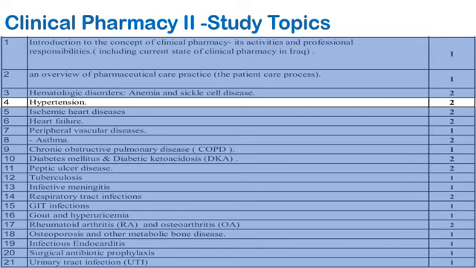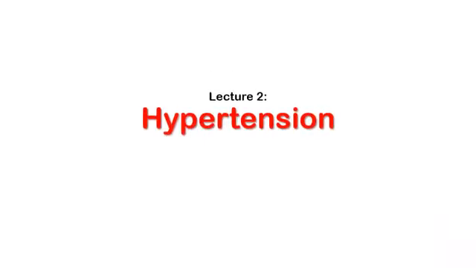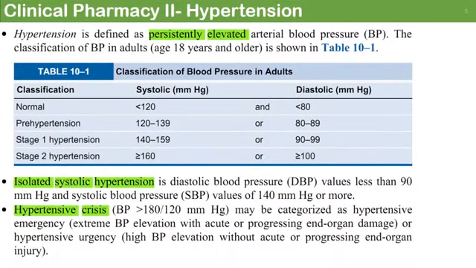Our lecture today is about hypertension, which is defined as persistently elevated arterial blood pressure. The stages of hypertension can be classified for adult patients as normal, pre-hypertension, stage 1 and stage 2, according to systolic or diastolic. A normal patient should have blood pressure less than 120 over 80 for diastolic. Pre-hypertension is when the blood pressure is less than 140 but more than or equal to 120 for systolic.